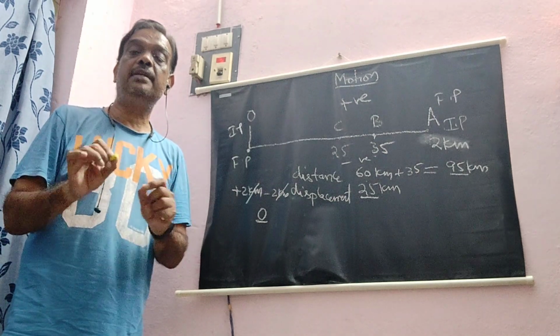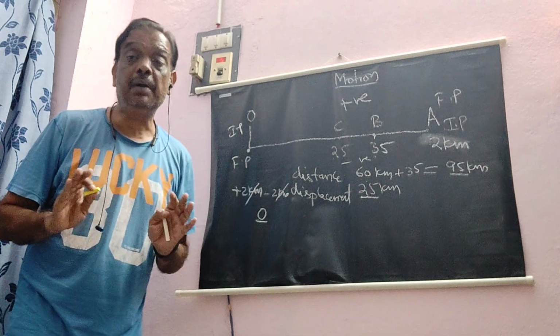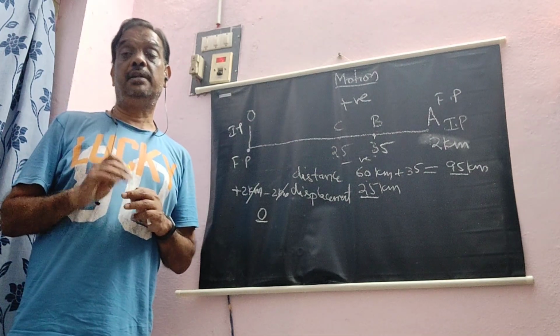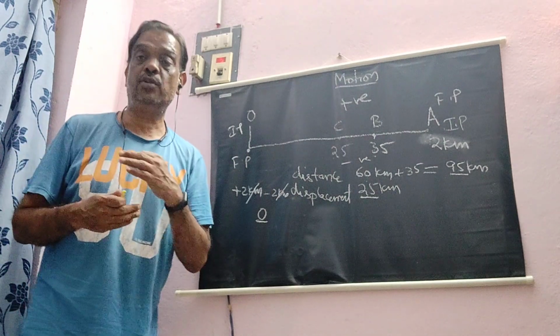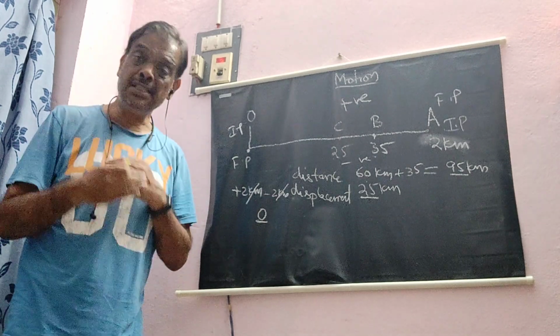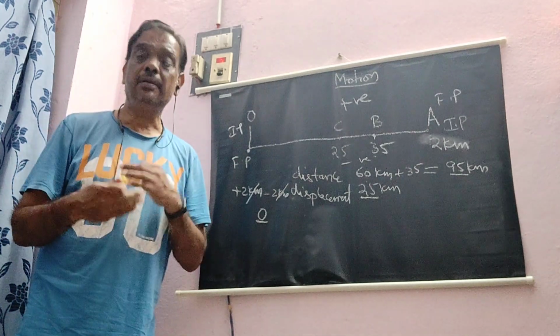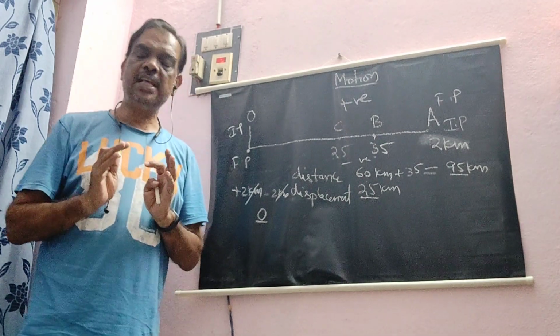For now, you can understand that scalar quantities can be added by simple arithmetic, whereas vector quantities cannot be added by simple arithmetic, but they can be added by the method of addition of vectors. Addition of vectors is a method of adding vector quantities. This we will try to learn in our next coming classes. Till then, please have patience.